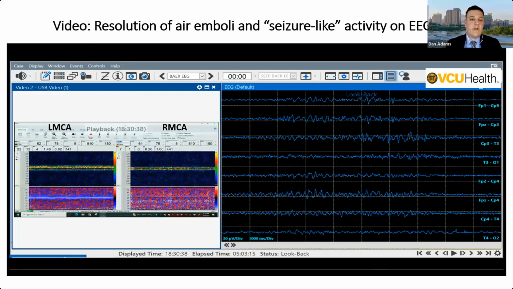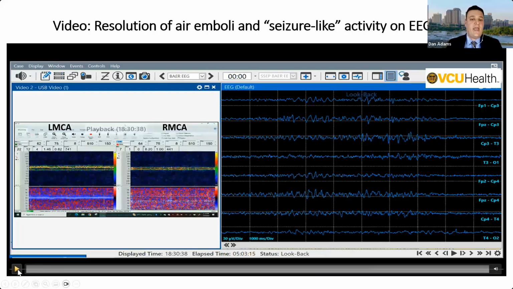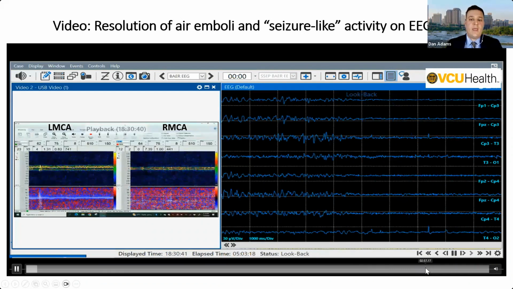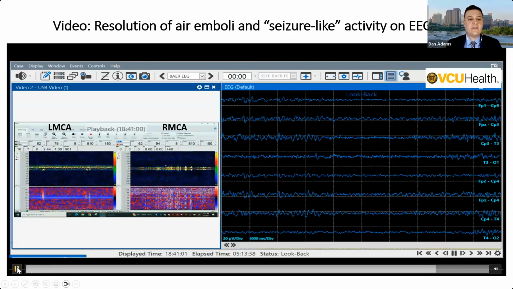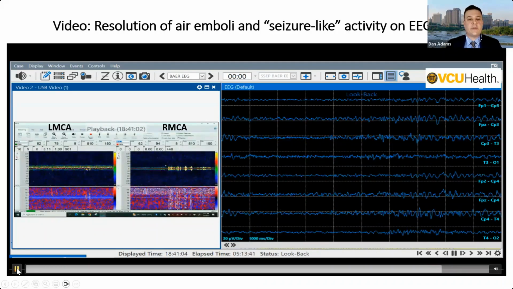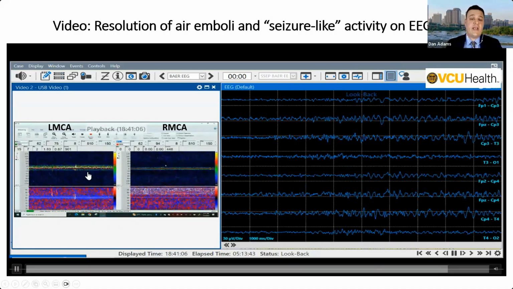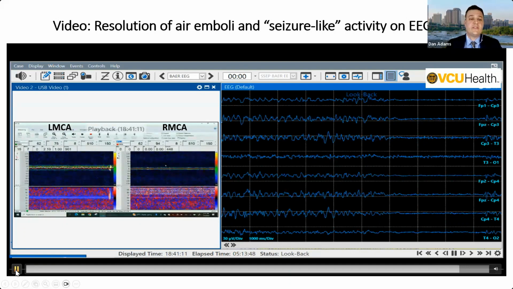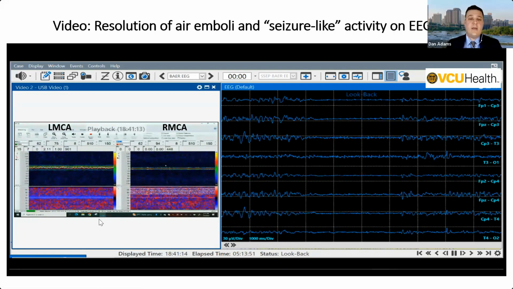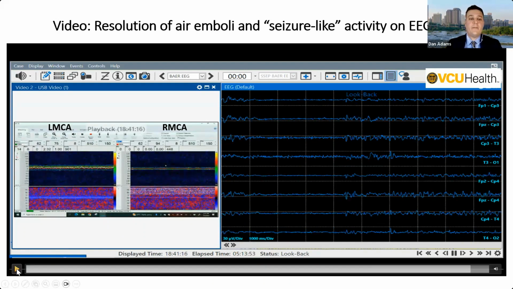Here, as we return to this previous recording and fast forward a little bit, we see full resolution of the air emboli on TCD and the seizure-like activity that generalized on the EEG. At this point in the procedure, the patient remains at 24 degrees Celsius with ongoing antegrade selective cerebral perfusion. The surgeon has been reassured by the neuromonitoring team that the EEG has returned to pre-incision baselines and the air emboli has been fully eliminated from the brain.